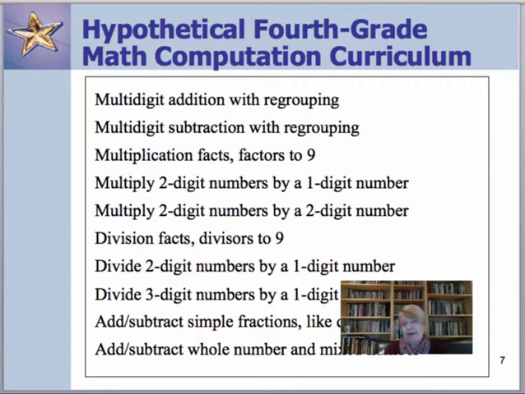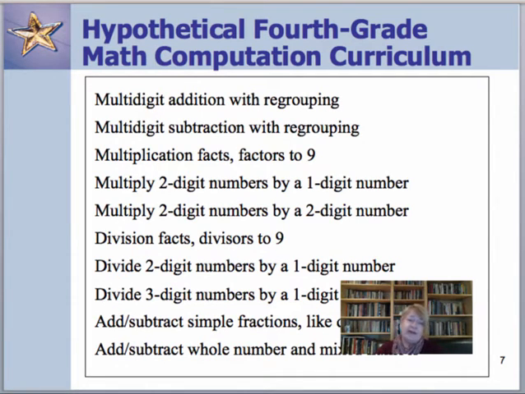So here's a hypothetical fourth grade curriculum. And as you can see in math, there are a variety of things that a student is expected to do, having to do with multiplication and division primarily, but also adding on to what they already know about addition and subtraction, working with fractions and whole numbers and mixed numbers. So here are the kinds of things that we would expect a student to accomplish by the end of the year.